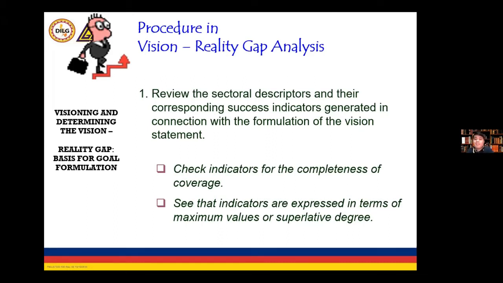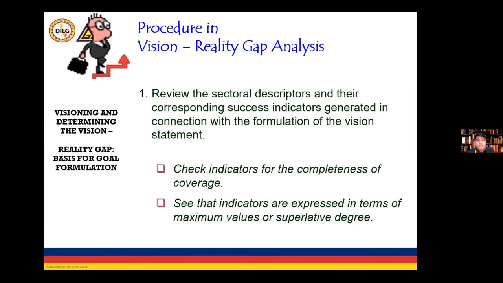Okay, this is one of the interesting things that was asked to me during one of our planning sessions. Bakit daw maximum values or superlative degree? Why do we need to formulate our success indicators in terms of maximum values or superlative degree? Okay? Okay, balikan natin yung purpose ng success indicator. So the purpose of success indicator is, this is a measurement. No? This is a measurement for you to be able to measure kung gaano tayo kalapit doon sa ating goal. So when you formulate the success indicator, you are defining your vision. You are defining the ideal state of your LGU.